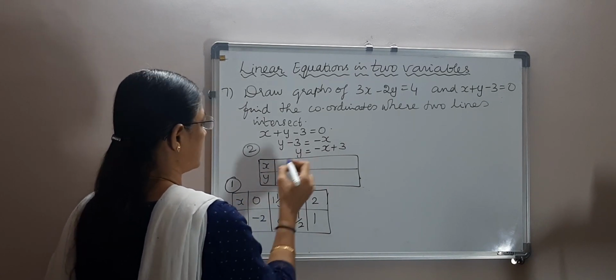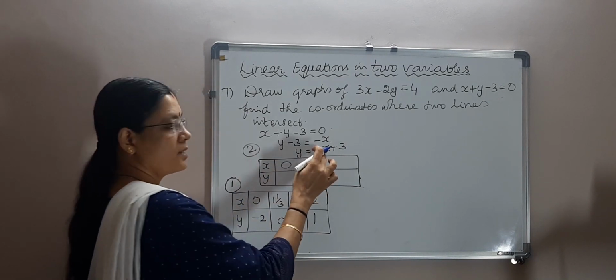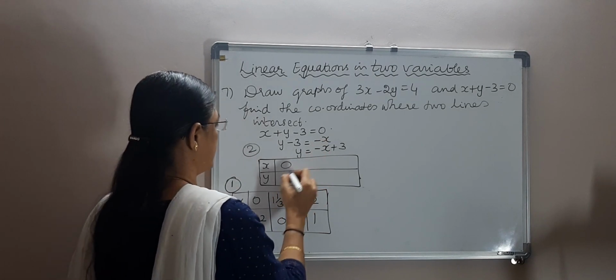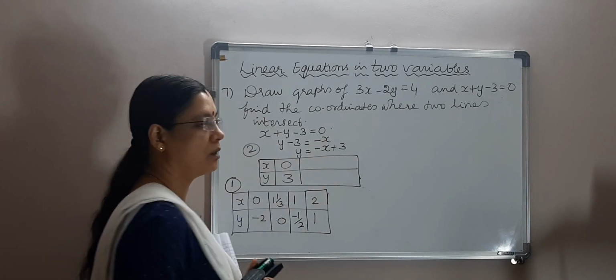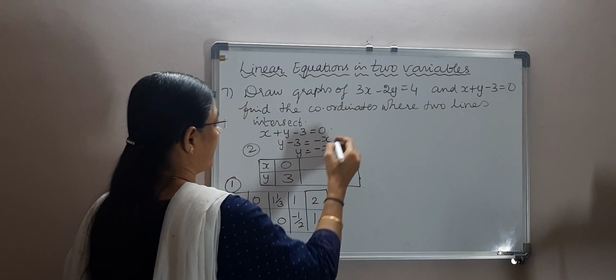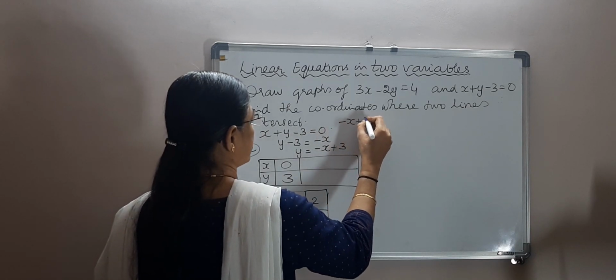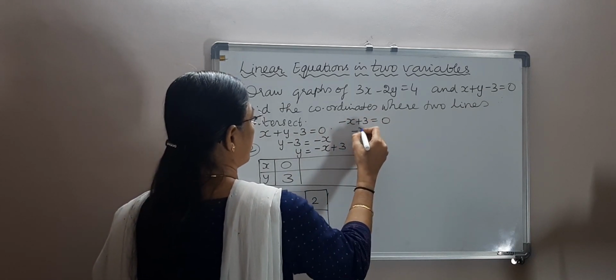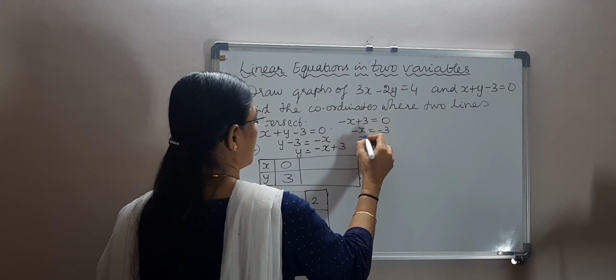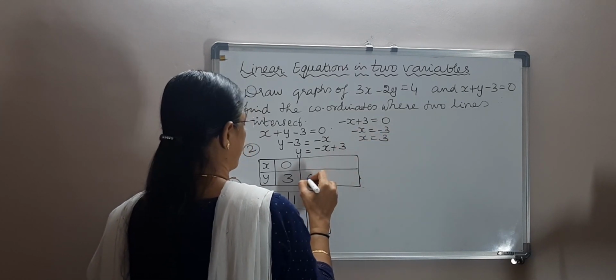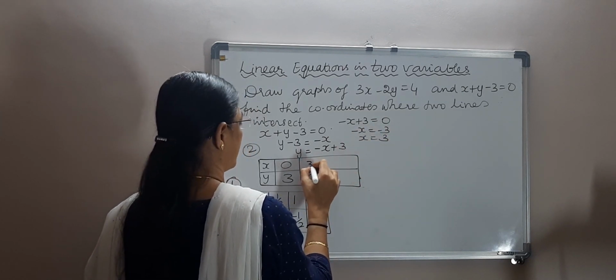Now what is y when x is 0? When x is 0, y is 3, isn't it? Now what is x when y is 0? When y is 0, put x plus 3 is equal to 0, or minus x is equal to minus 3, or x is equal to 3. So when y is 0, x is equal to 3.